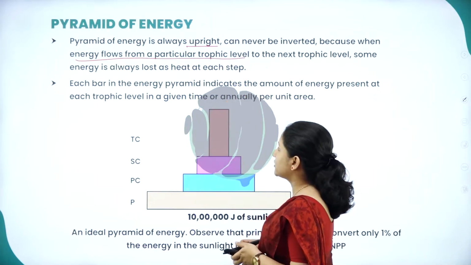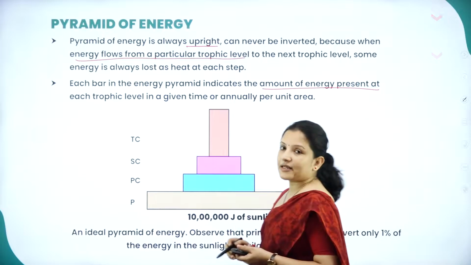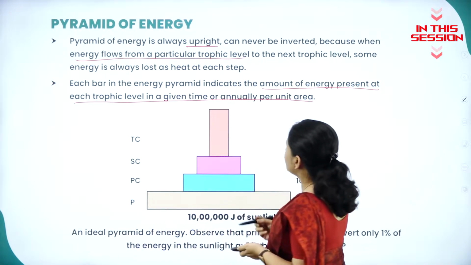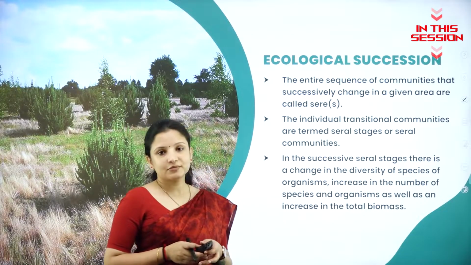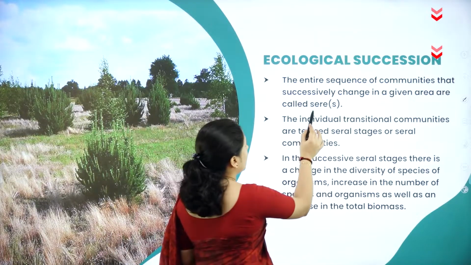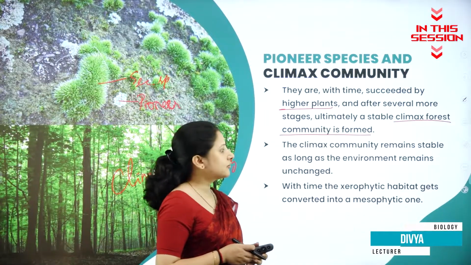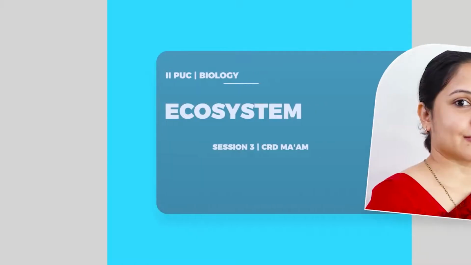Each bar in the energy pyramid indicates the amount of energy present at each trophic level in a given time or annually per unit area. So the entire sequence of communities that successfully change in a given area is called a sere. The climax community remains stable as long as the environment remains unchanged.